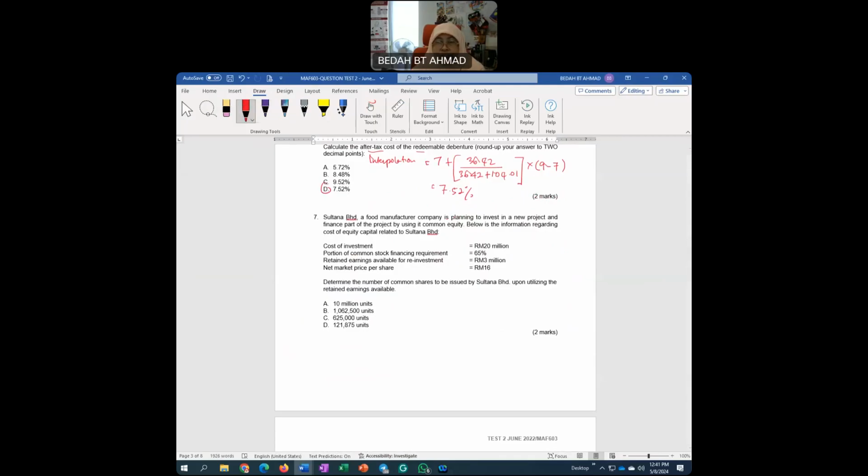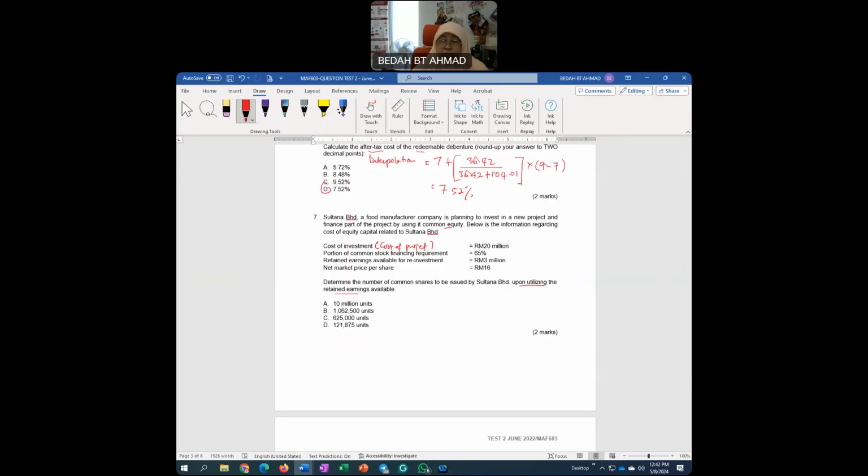Okay, question 7. Sultana Berhad, a food manufacturer company, is planning to invest in a new project and finance part of the project by using common equity. Below is the information regarding cost of equity related to Sultana Berhad. So you have the cost of investment, this is the cost of project as well, 20 million. Portion of common stock financing requirement, the common equity requirement, is 65%. Retained earnings available for investment is 3 million and the price per share is 16. Determine the number of common shares to be issued by Sultana upon utilizing retained earnings available. So that means you need to minus this retained earnings before you calculate the number of units of common stock.